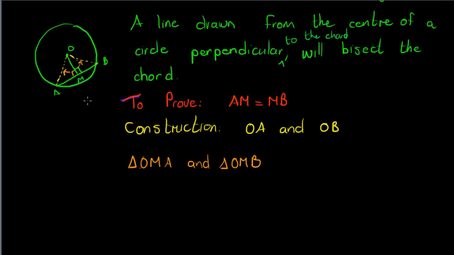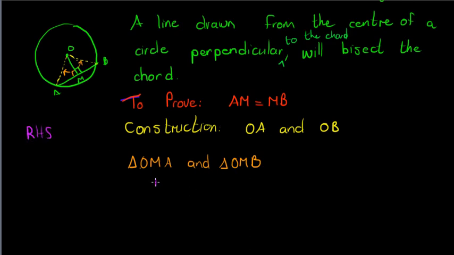Why? They're radii. Both of these are radii. They go from the center to the circumference. So yes, we can use that if we have one more side. What's the other side that we have that are equal? That is it, OM. So let's start with the right angle. So we're going to show RHS, right angle, hypotenuse, and side.